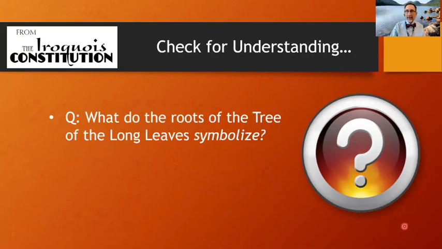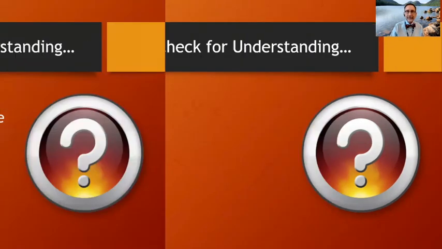All right, what do the roots of the tree of the long leaves symbolize? So in the image, there are four roots, and they're peace and strength. All right, roots go deep down. The farther into the ground they go, the more strength there is. And sometimes this gets interpreted as well that the four roots are the four directions, which are very mystical: north, south, east, and west, and each one has a different meaning.